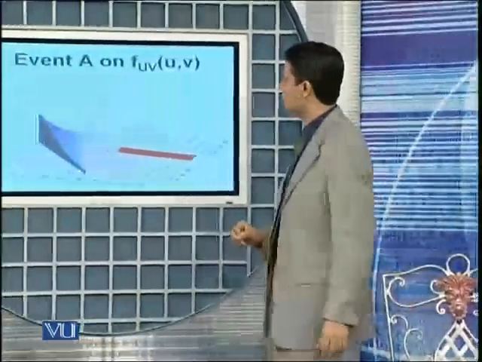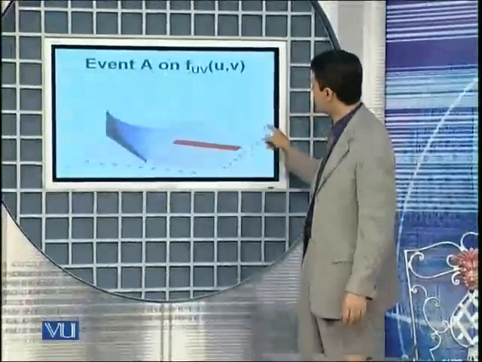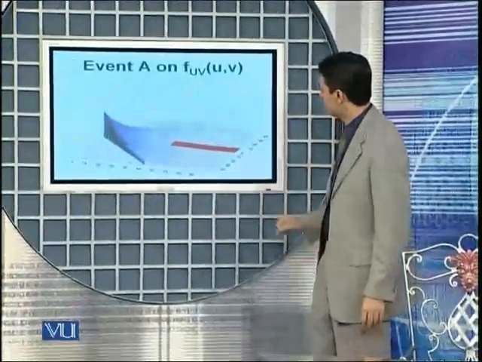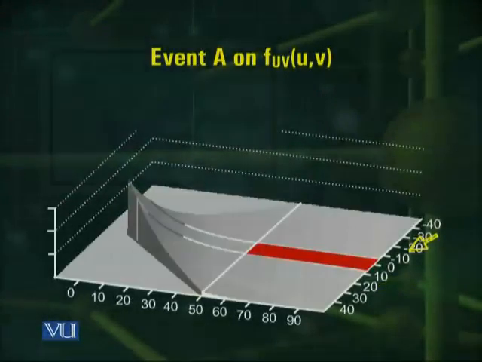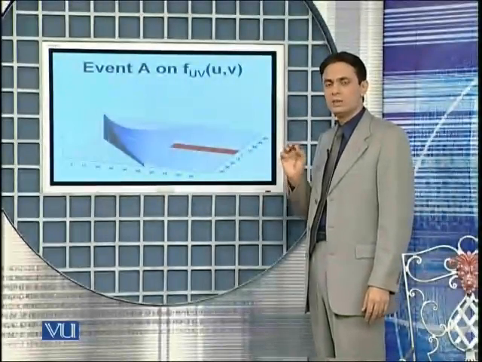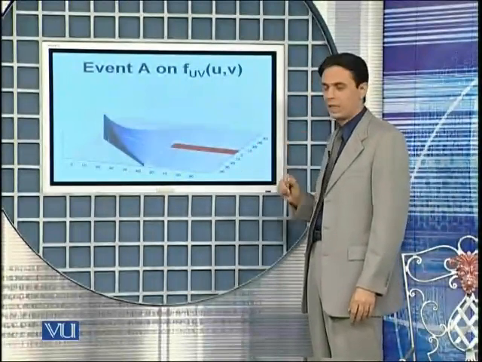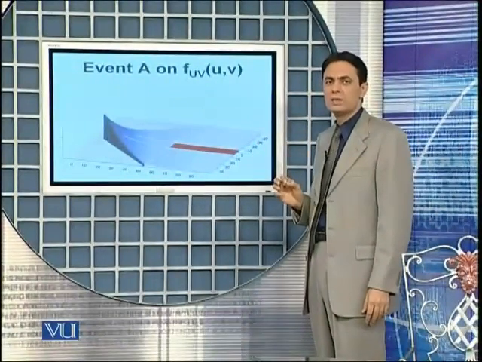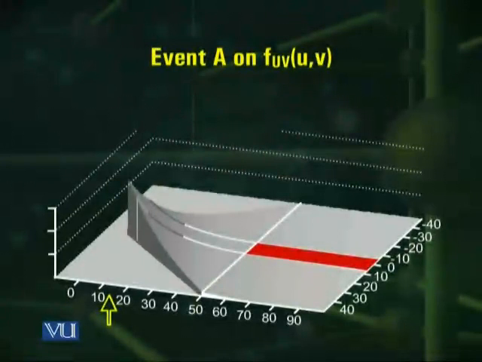This shows the joint PDF. This is the V-axis and this is the U-axis. As you can see, the U-axis has positive as well as negative values because U represents the difference of two service times. So if we have taken U to be y minus x, then U can be positive or negative. But V, which is the sum of two service times, is always positive, so the V-axis is marked with positive numbers only.